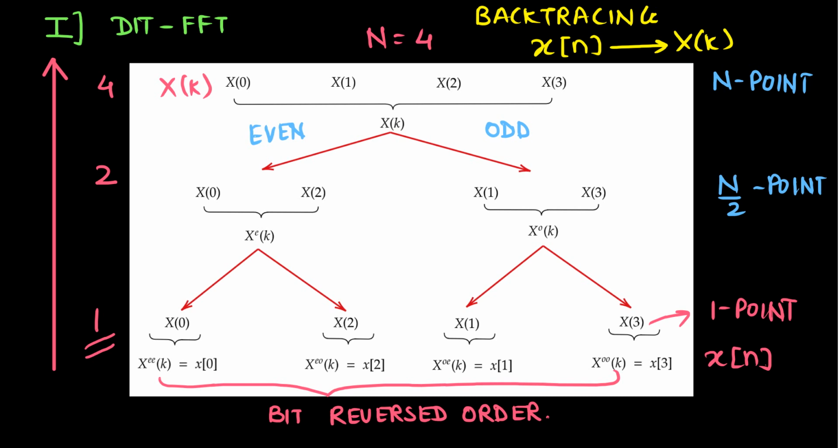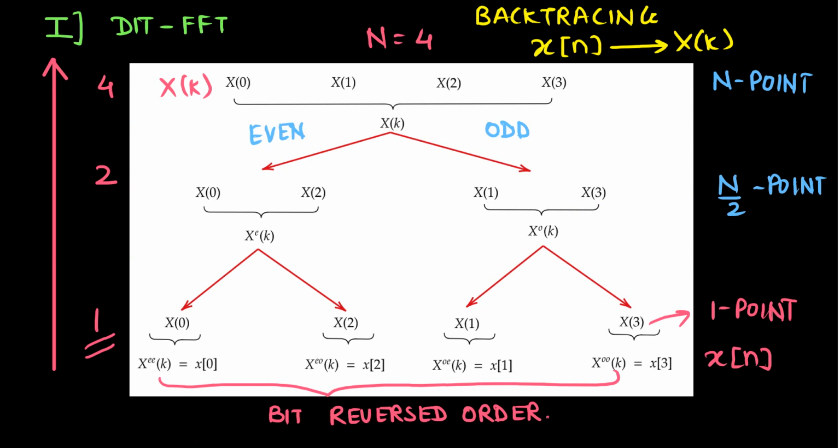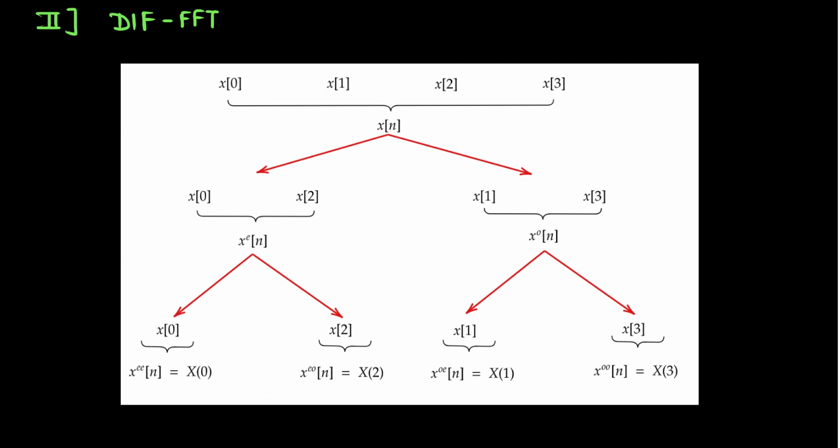Now let us move ahead and look at the process that we consider in case of DIF FFT. So these are the equations that we obtain from DIF FFT, and the starting point in DIF FFT is x of n, and we repeat the same process of splitting that we have done in case of DIT FFT, but by considering the initial point as x of n. So the initial point here is x of n, which is again N point sequence.